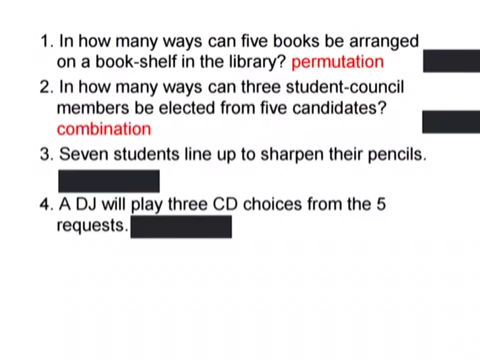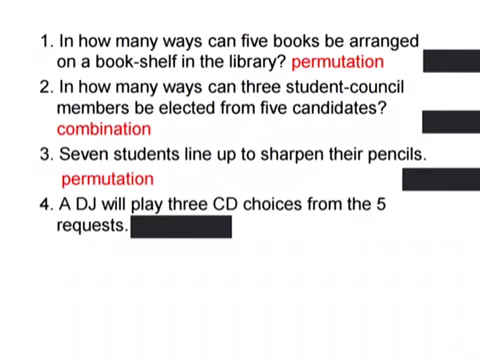Number 3, 7 students line up to sharpen their pencils. Okay, if you're standing in a line, are you in a certain order? Yes, you are. This is a permutation. It's not that important if you're first in line, but if you're first in line, that's different than if you're the 10th person in line waiting. You've got longer to wait. Okay, so you're in a certain arrangement, you're in an order.